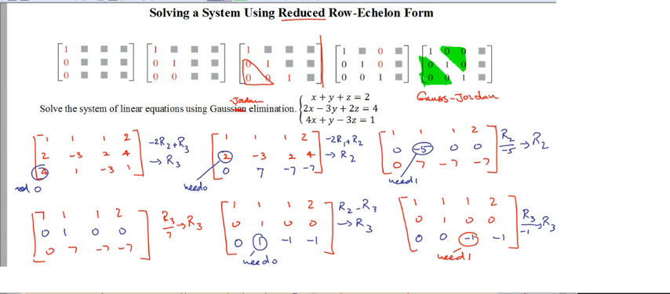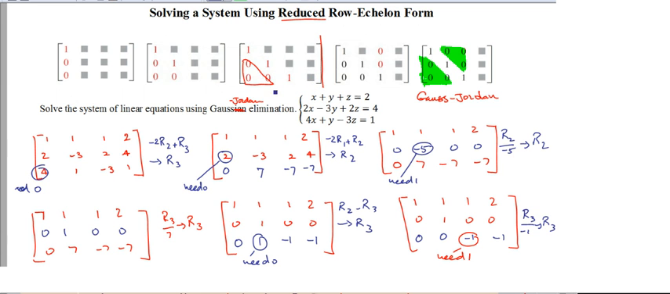Hello, in this video we will be solving a system of equations using reduced row echelon form. In the previous video we saw just row echelon form, which is 1 0 0, making the first column here 1 0 0, and then you move to the next one, 1 and 0, and then the third becomes 1, where you have the triangle in here all zeros, and the other numbers you keep whatever constant you have.